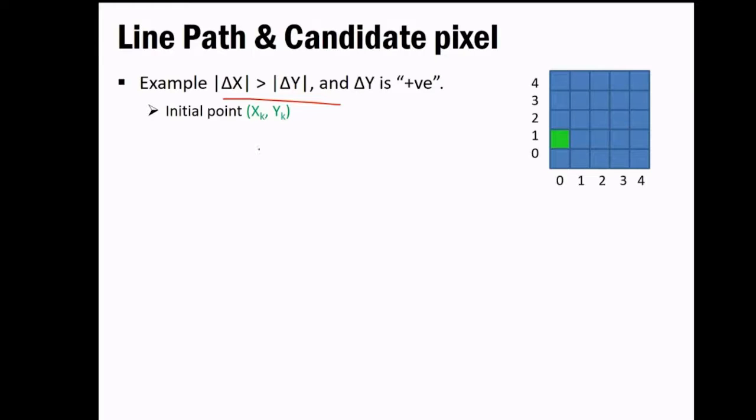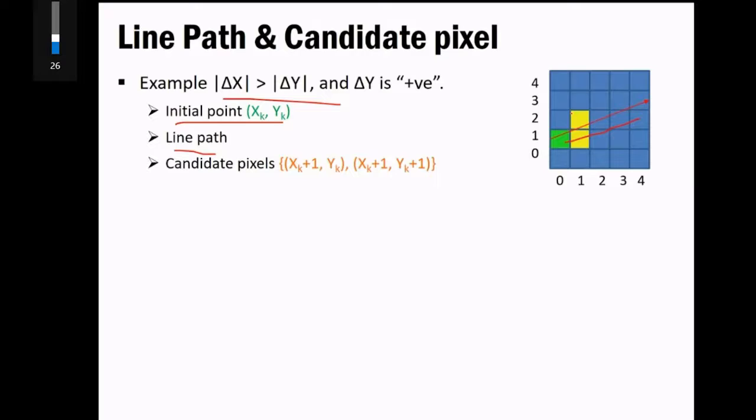The very first thing we have is the initial point, which is rendered at xk, yk. Then another thing we have is the line path, which can be shown like this. Then we have two candidate pixels to choose from that are close to this line. If we know how much closer each one is, in floating point or very precisely, then we can choose. But obviously, as we can see, this pixel is closer to the line, so we have to choose this pixel instead of this one.